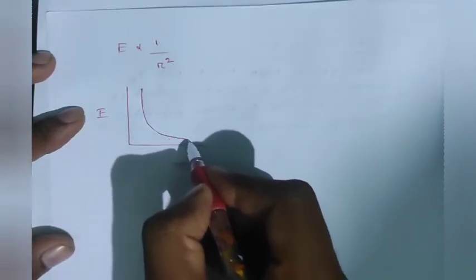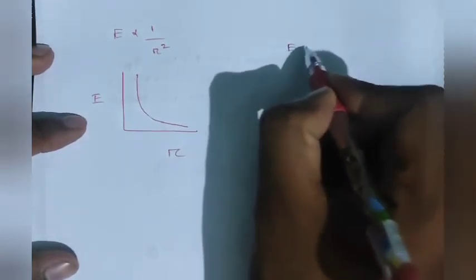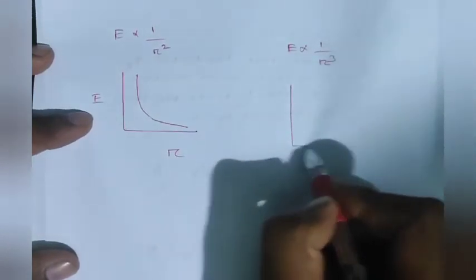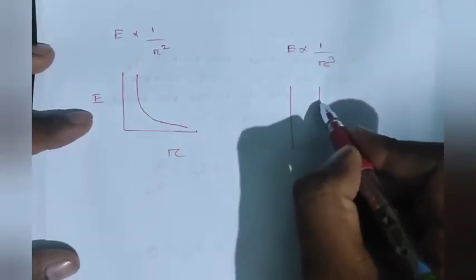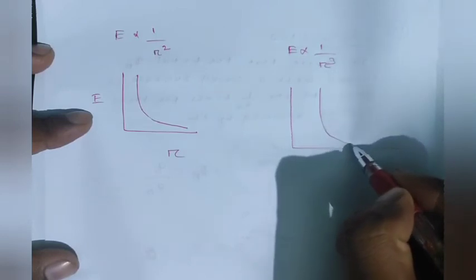So now we can draw the graph between electric field and distance. For a point charge, E is inversely proportional to the square of the distance. So the graph between them will look like this. And for a dipole, the electric field is inversely proportional to the cube of r. So the graph will look like this.